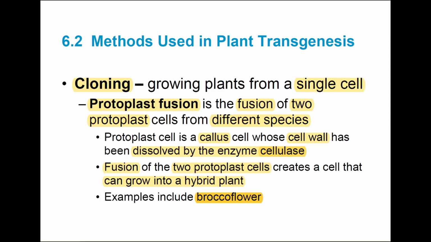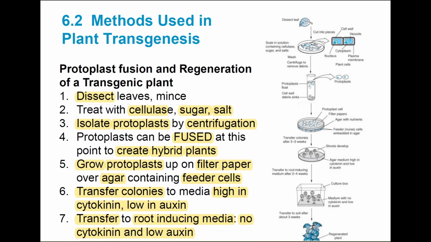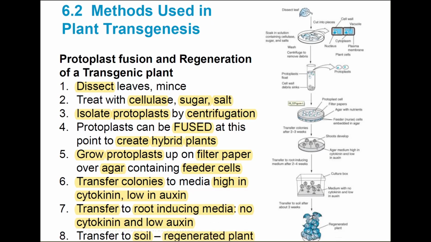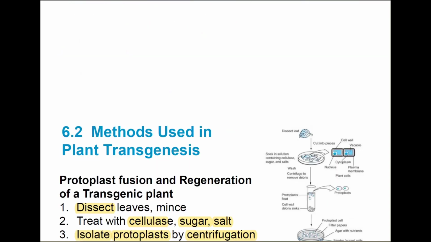So protoplast fusion with generation of transplanted plant. This gives you the steps. Chop the leaves, get the leaves and chop them up. Treat with cellulase, sugar and salt. Isolate protoplast by centrifugation. You spin out the garbage, you spin these guys out. They can be fused at this point to create hybrid plants, simply by mixing them together and getting them fused.